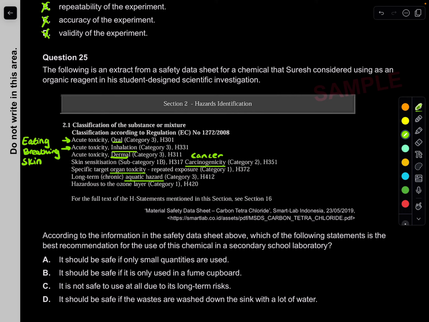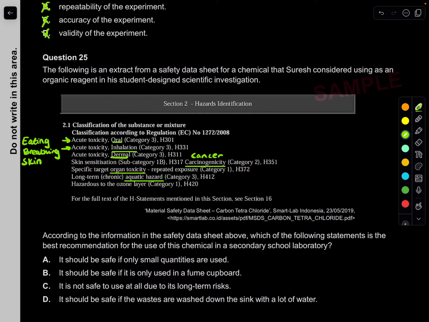You can't even touch it. You can't even feel it. You can't even smell it. You can't even do anything with it, and it gives you cancer. It's one of those dangerous things that should be handled by, I think, university students, those that are actually proper. According to the information in the safety data sheet above, which of the following statements is the best recommendation for the use of this chemical in a secondary school laboratory?